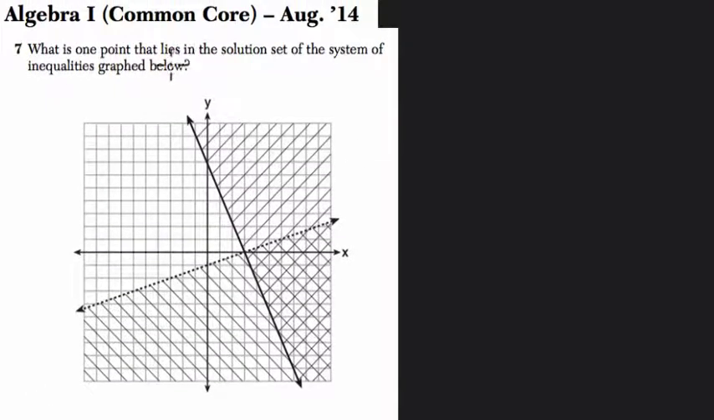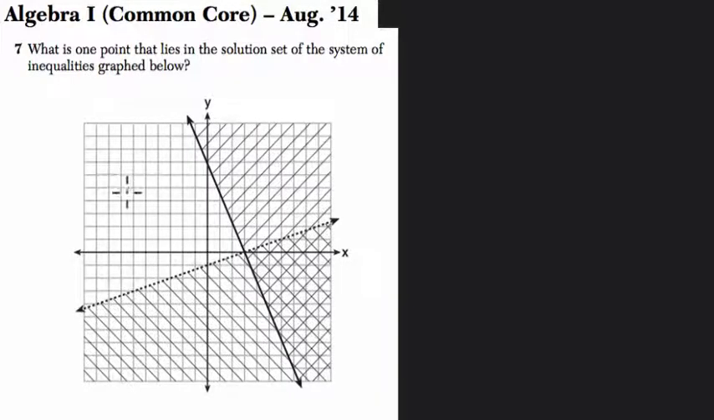What is one point that lies in the solution set of the system of inequalities graphed below? Okay, so we've got these two lines. One's a solid line, one's a dotted line. And we're attempting to figure out a point that lies in the solution set for both inequalities.